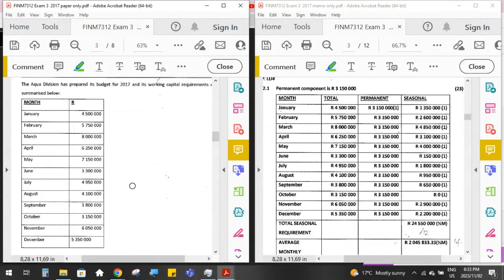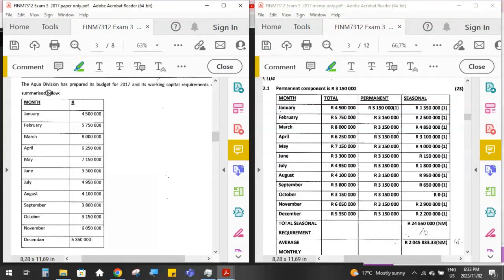seasonal funding strategy. So this you'll find in your textbook on page 108. And on page 109, the discussion on conservative and aggressive funding strategies. And example 4.4 is the same as this question, as well as question 4.2 on page 111. So that's where in your textbook you'll find this question that we're looking at now.